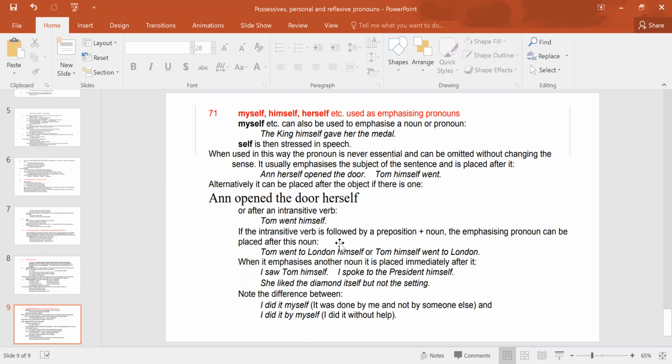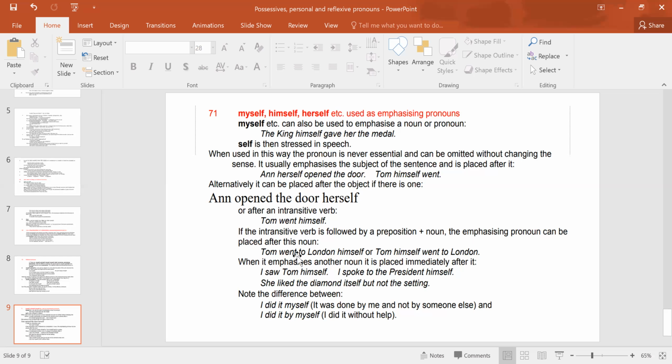If an intransitive verb is followed by a preposition plus noun, the emphasizing pronoun can be placed after this noun. Intransitive verbs cannot be changed into the passive voice; they do not have a direct object to receive their action. Tom went to London. This "went" is an intransitive verb. If the verb is followed by a preposition plus noun, what happens then? The emphasizing pronoun can be placed after this noun.